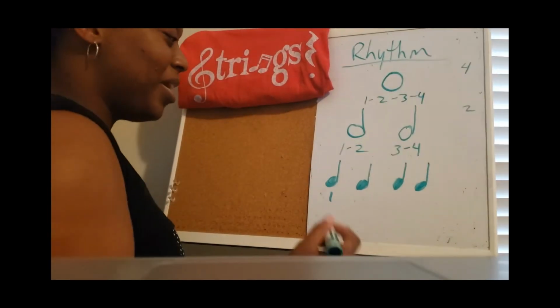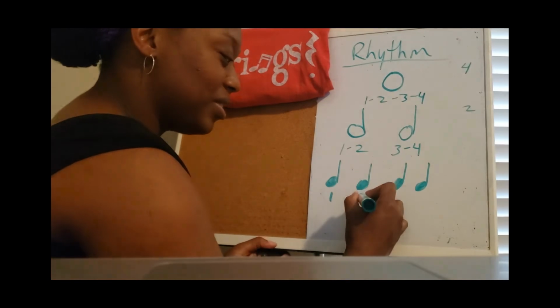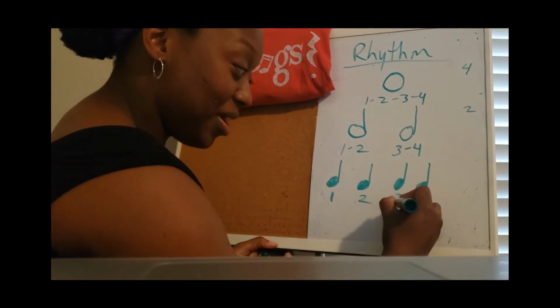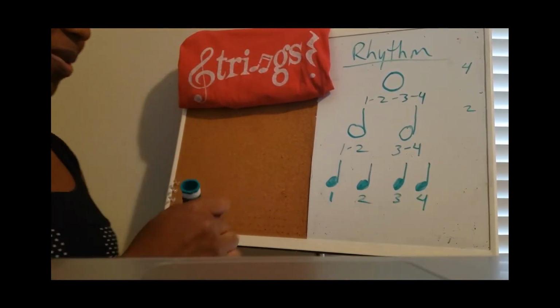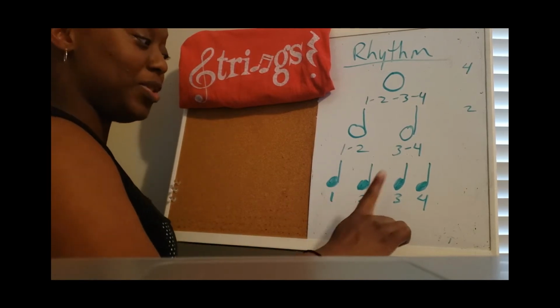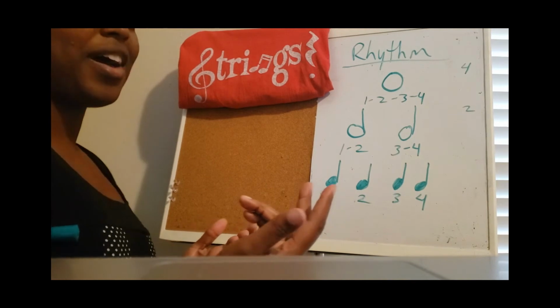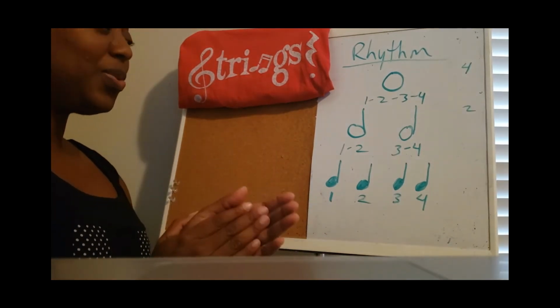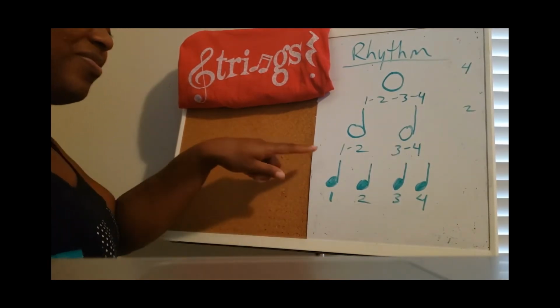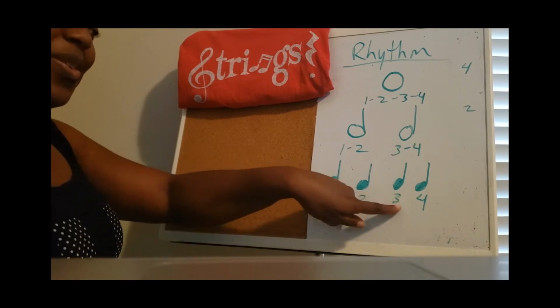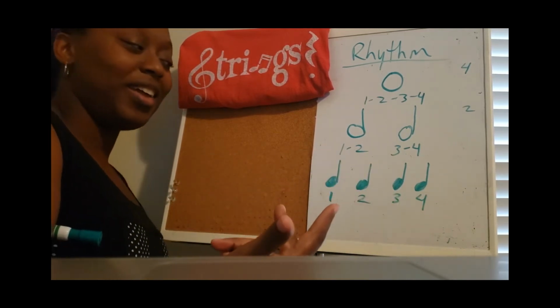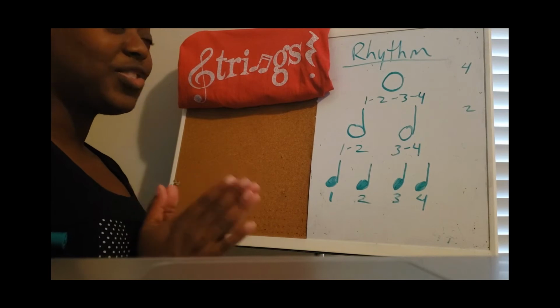So let me go ahead and I'm going to add 3 more quarter notes. Okay, so I have 1 quarter note, I have 2, 3, and there's my 4th one. Okay, so this is going to be beat 1, beat 2, beat 3, and beat 4. And it would sound like this. Here I go. 1, 2, 3, 4. 1, 2, 3, 4.